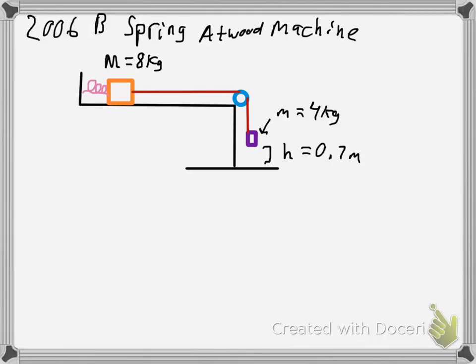Okay, here is a walkthrough through the 2006 Physics B question that I'm just going to call the spring Atwood machine problem. And this is a pretty neat problem here, because essentially the two block system and the pulley is like an Atwood machine.